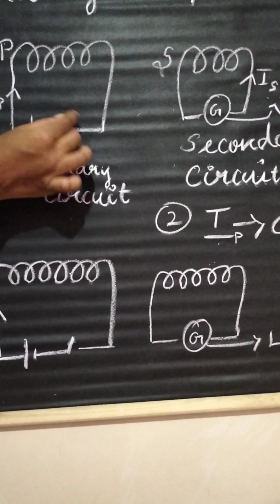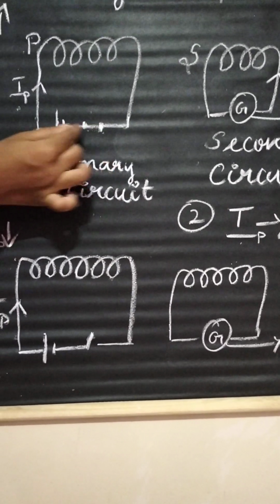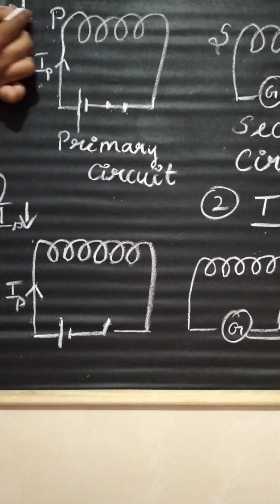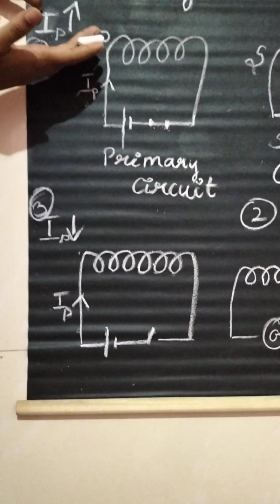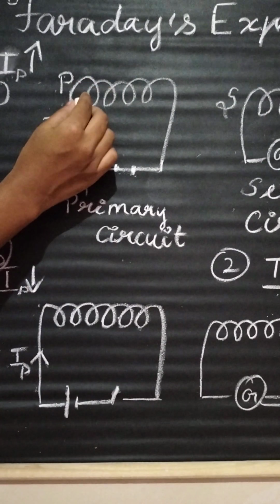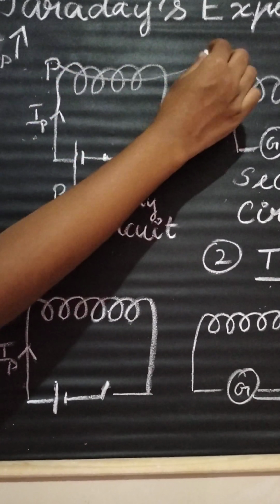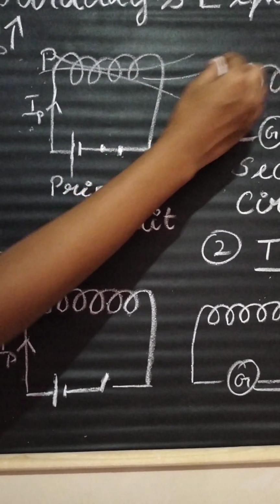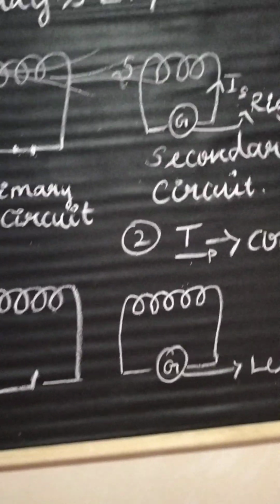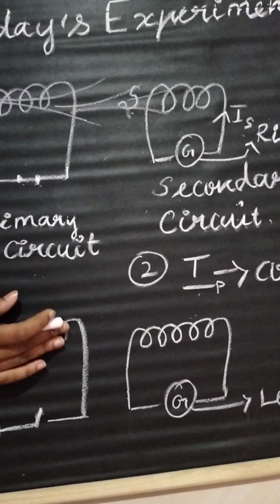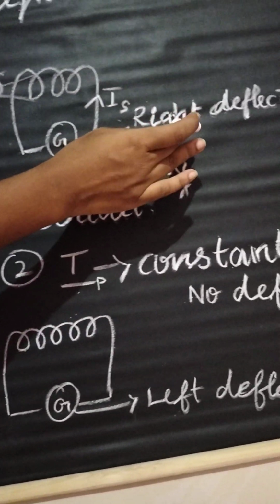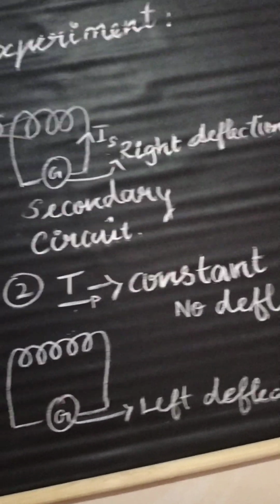Now, when I close the key, current is produced. This current is said to be the IP current. When I close the key, the current starts to increase, and the current produces a magnetic field. This is a change in magnetic field. This magnetic field induces the S coil so that the galvanometer shows a deflection. That deflection is a right side deflection.